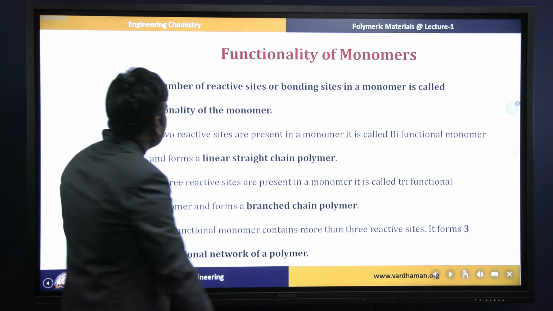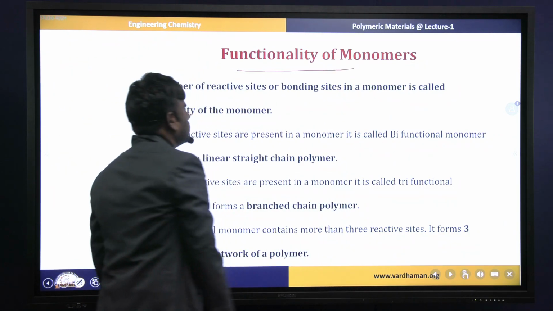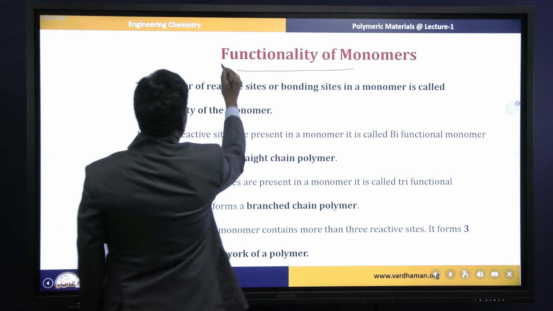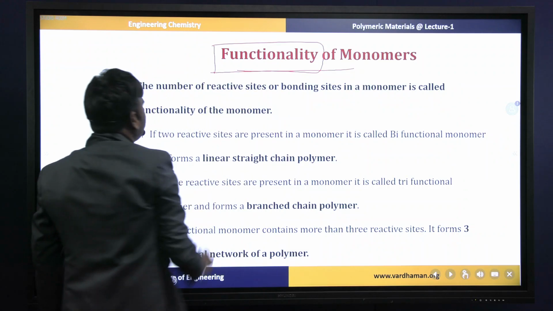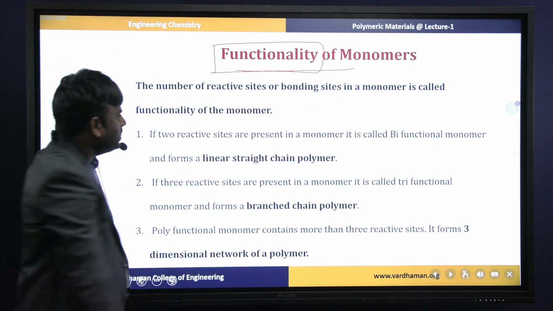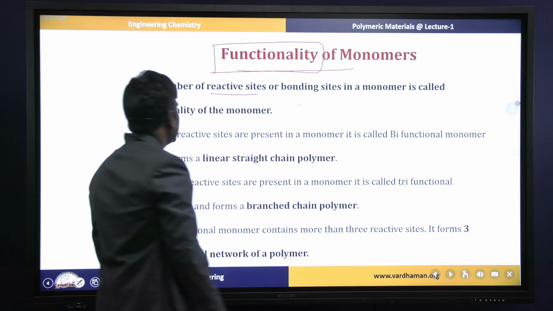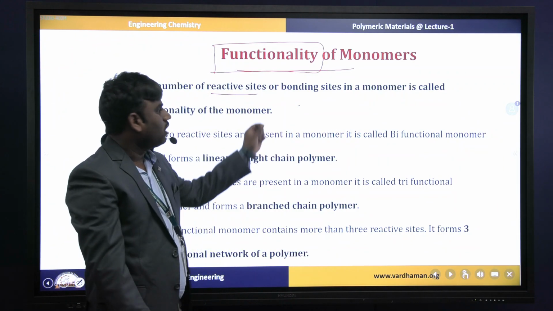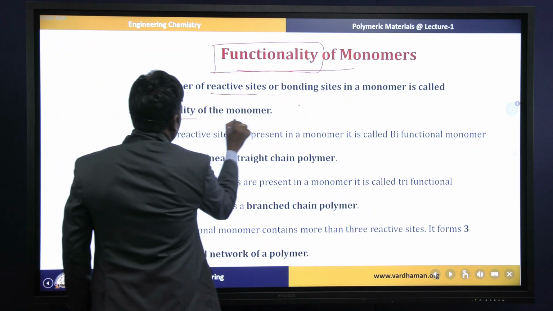Next, another classification is the functionality of the monomers. Before going to the classification, I am going to explain the definition of functionality. Functionality means the number of reactive sites or binding sites present in a monomer is called the functionality of the monomer.